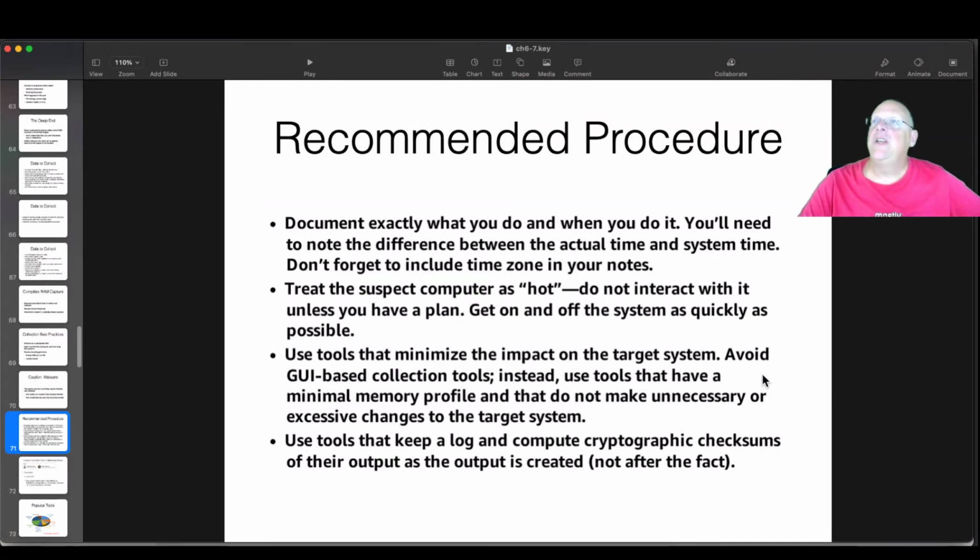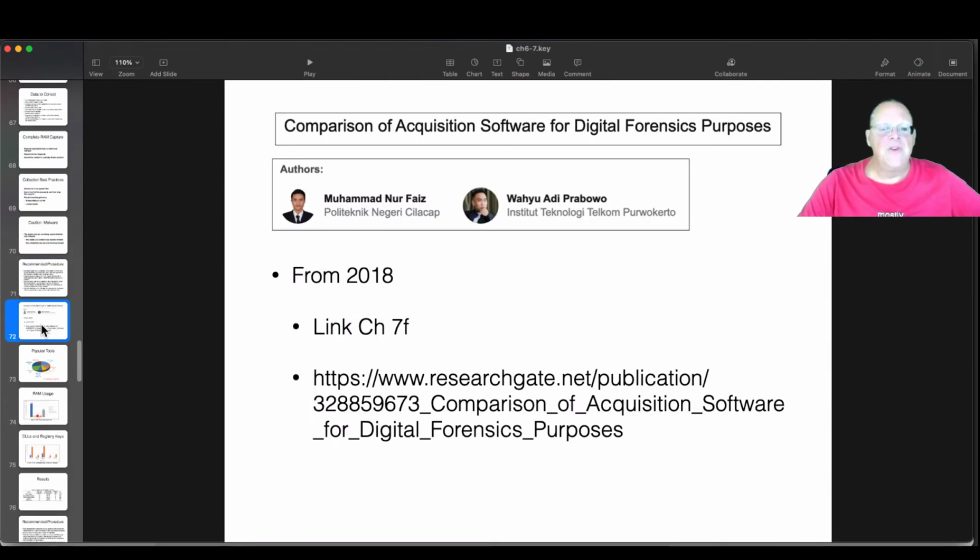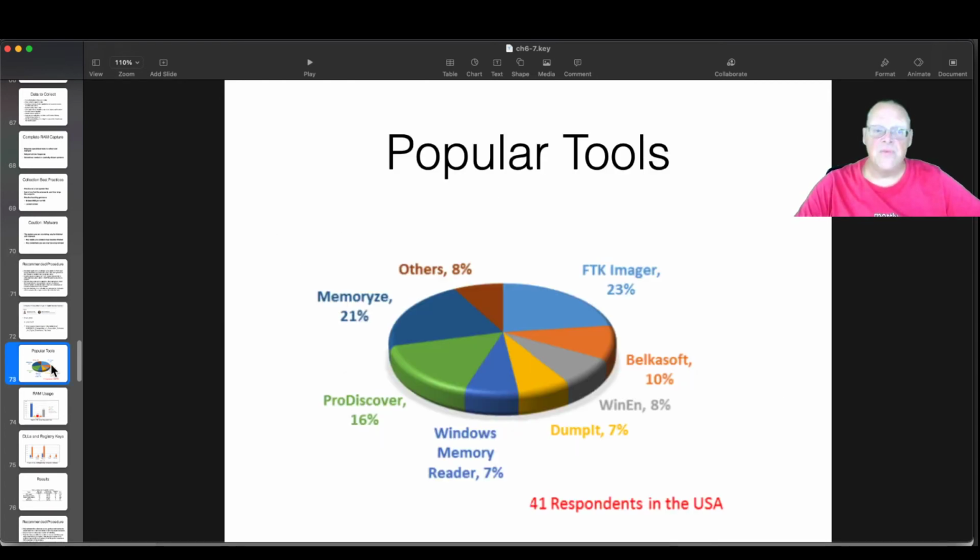So typically command line tools do less harm to the system, less corruption of the evidence, than GUI tools. Keep a complete log, like a cryptographic checksum of the evidence you collect, so you can verify making copies of it. And there's an article I found while I was preparing something for a corporate customer that I thought was very nice, that compared the acquisition software for RAM capture from 2018.